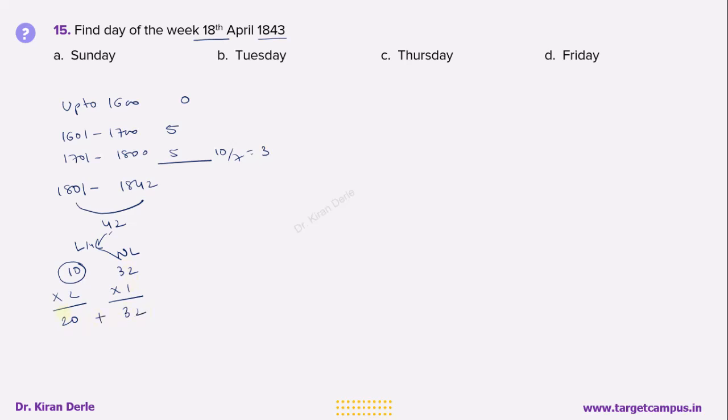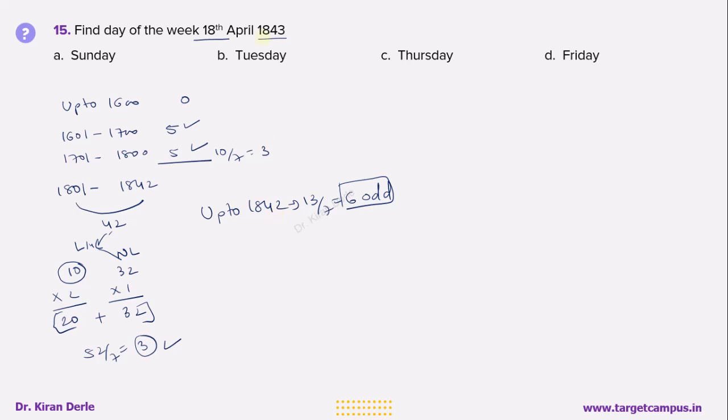So we have a total of how many odd days? You can calculate individually also, or you can just add them. 52 divided by 7, so 7 7s are 49, and we have 3 odd days here. Okay, so we have 5 here, 5 here, and 3 here. Up to 1842 we have a total of 5 plus 5 is 10 plus 3 is 13, divided by 7, we have 6 odd days. Okay, we have 6 odd days up to completion of the year 1842.